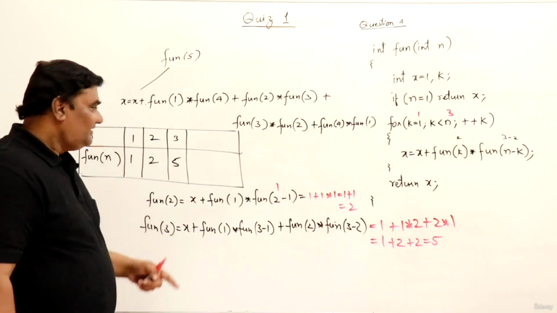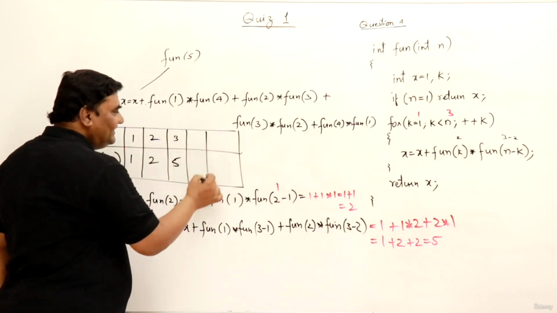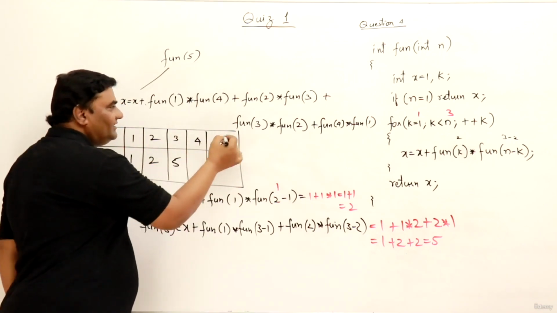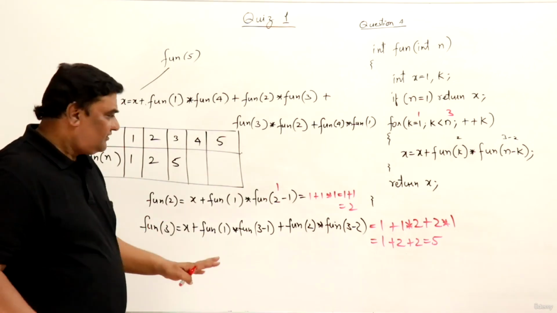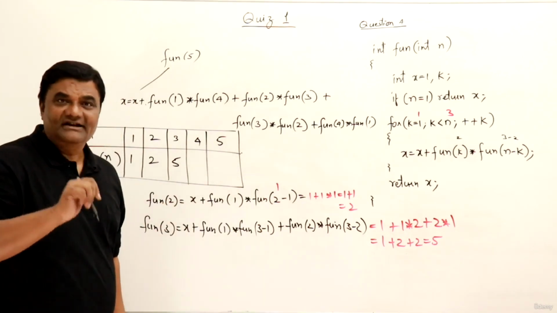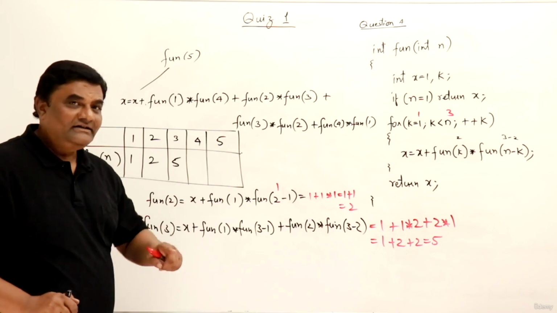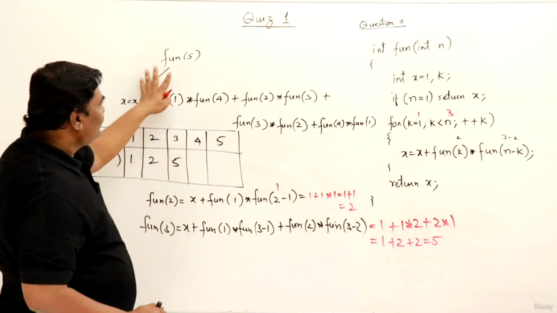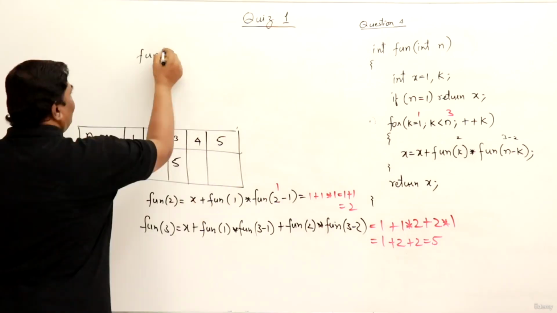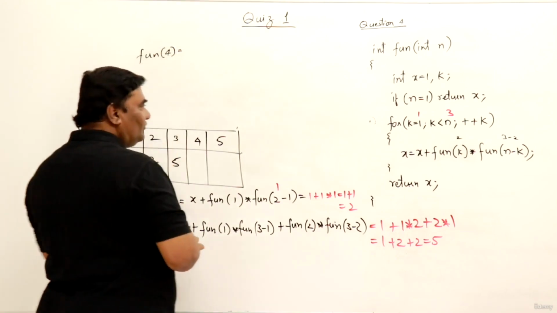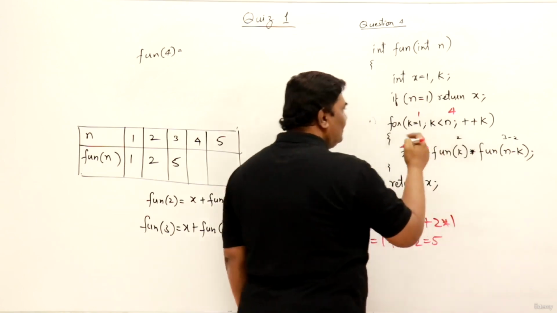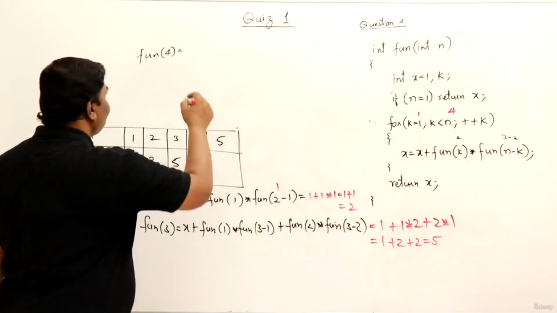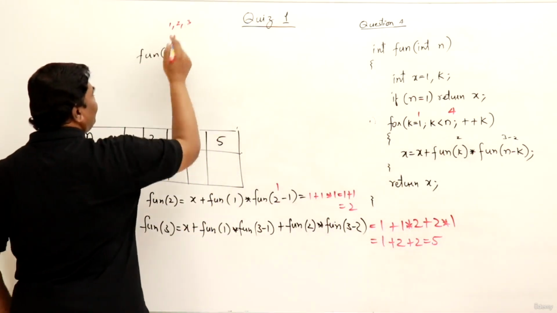Now next is fun of 4 and then fun of 5. That's how you can get it. Now for fun of 4, I will not write all these things. Directly I will write the answer. Then also for fun of 5. So I'll remove this and I will use this place. Fun of 4: k takes values from 1 to less than 4, so k is going to take the values 1, 2 and 3.